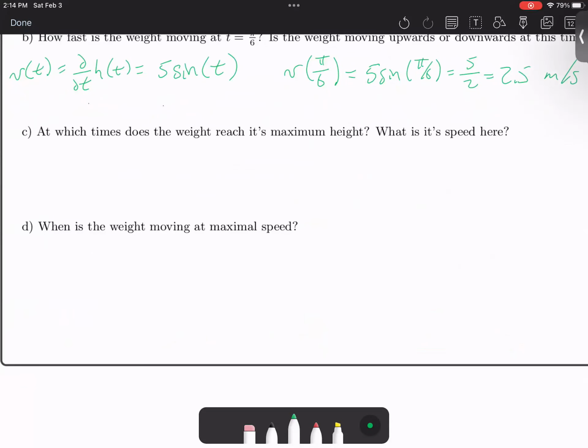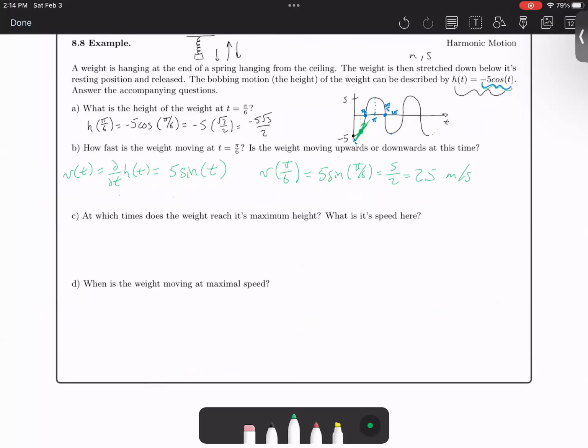All right, C asks, at which time does the weight reach its maximum height? So let's look at that graph right here. Right, that's the height function. That's the -5 cosine t. So at which time values does it reach a maximum height? We're looking for these values here. So we know we're going to get pi out of this. The height function is given by -5 cosine t. And this is maximal when cosine of t is maximal.